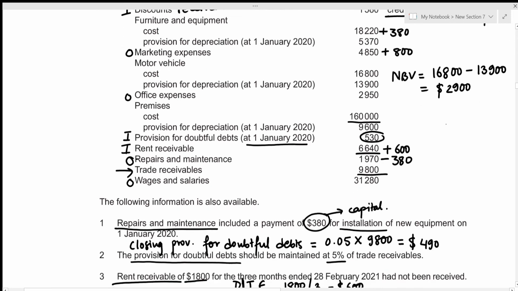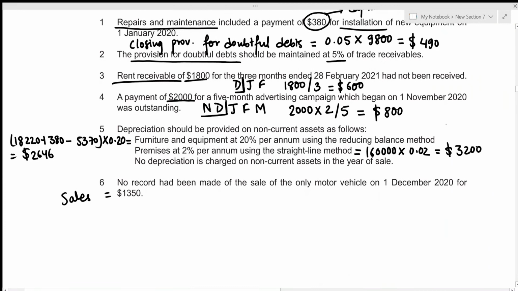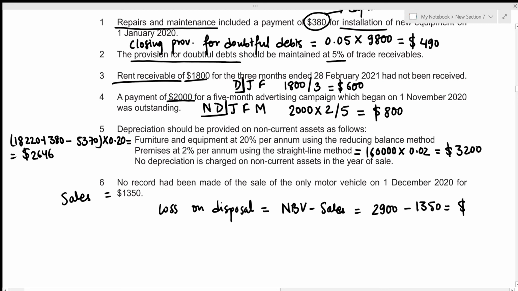Now we can clearly see that we received way lesser amount than the net book value, which means that there has been a loss on disposal. So the loss is just the difference between the net book value and the sales value. We have the net book value to be 2,900. We have the sales value to be 1,350, which gives the loss on disposal to be 1,550.